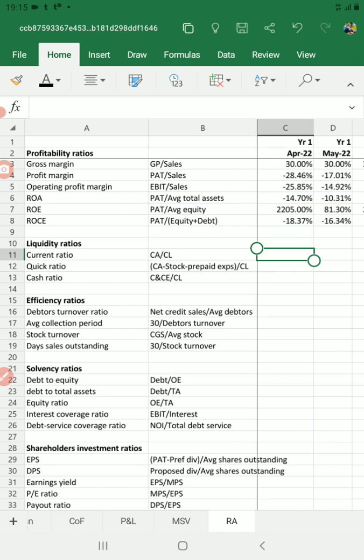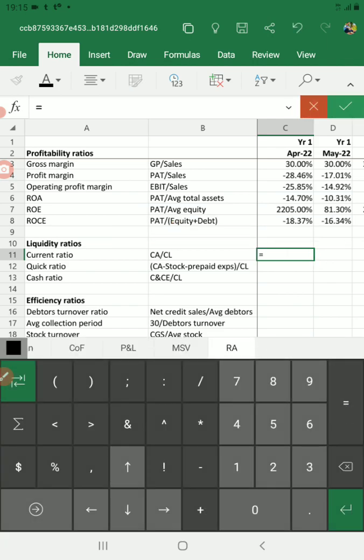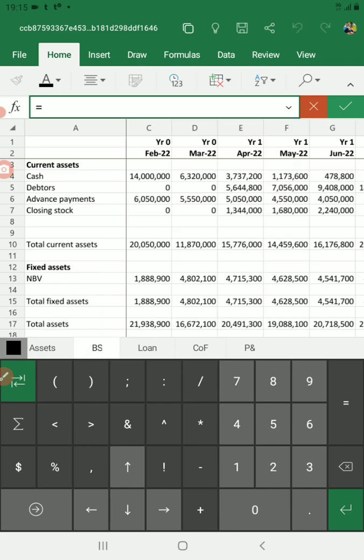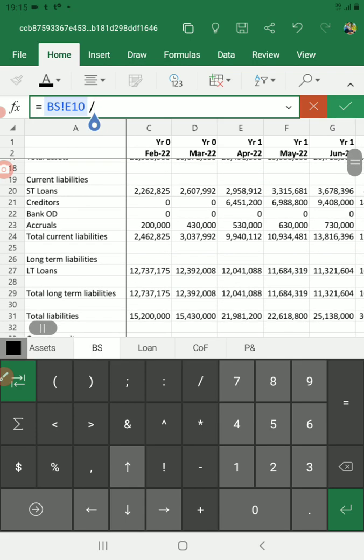So I'm clicking on this place, edit, and then start with equal sign, current asset divided by current liability. We get these numbers from our projected monthly balance sheet, which is here. So for April, the total current assets figure is this one, divided by total current liabilities, which is this figure here.